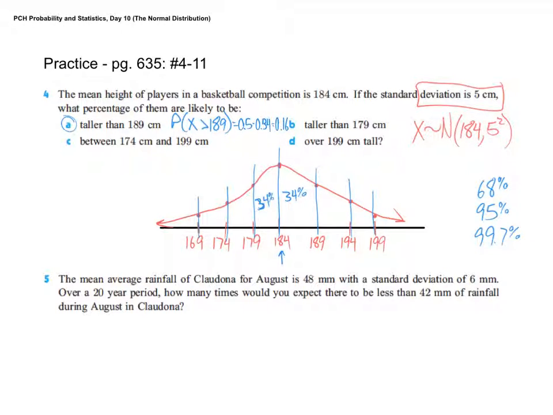How about taller than 179? Probability X is greater than 179. 84. Very good, good. It's more than half. In this case, we're finding the area from here all the way to the right. So that's going to be the half plus this 34% to the left. So that's 0.84.